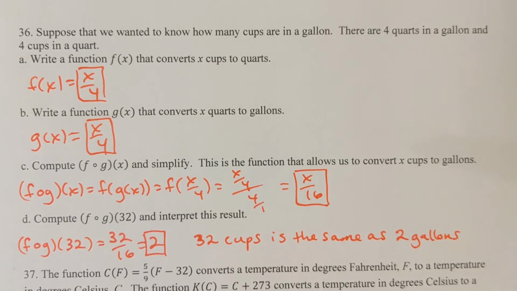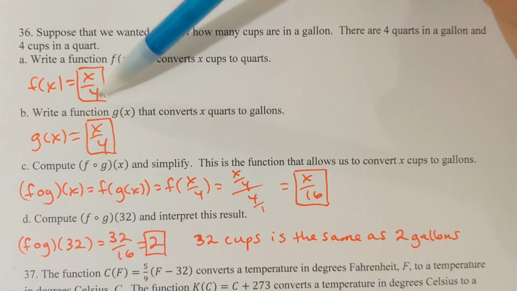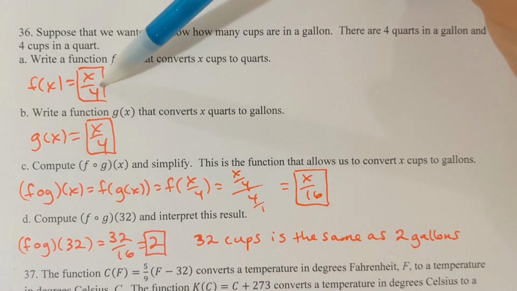Okay, well there's 4 cups in 1 quart, they told us. So the formula that I would have here is x over 4. If I had 4 cups, 4 over 4 is 1, there'd be 4 cups in 1 quart. Or if I had 2 cups, that would be a half of a quart. 8 cups would be 2 quarts, etc.